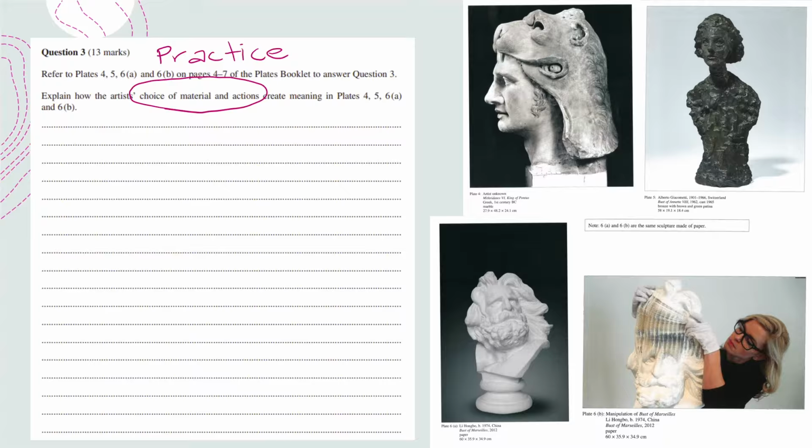Because it's worth more, there are more things to write about. Here you are asked to talk about the artist's choices of materials and actions and how they create meaning. There are 3 artists, so you should plan on writing 3 paragraphs plus a short introduction.